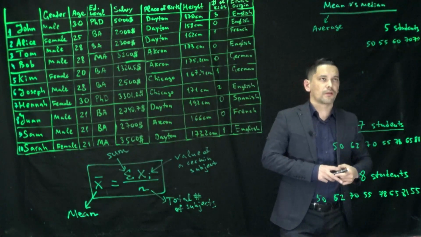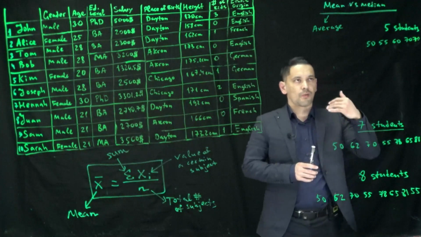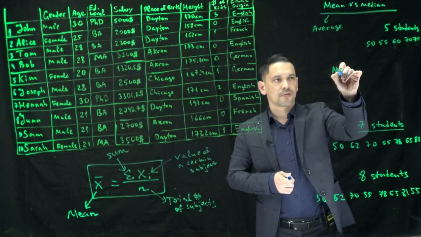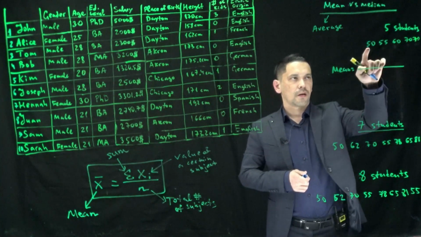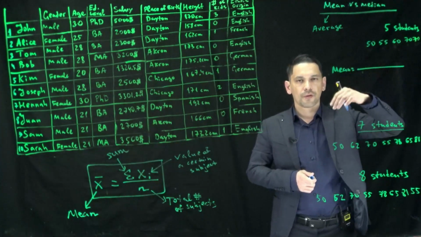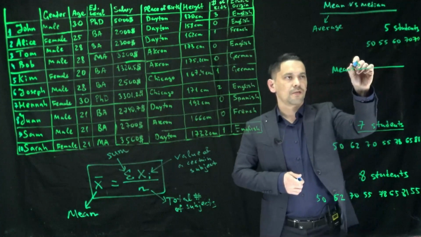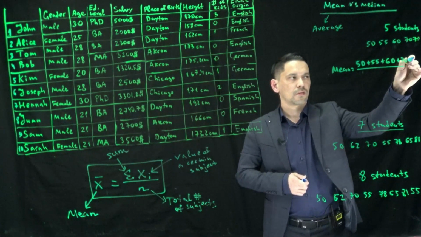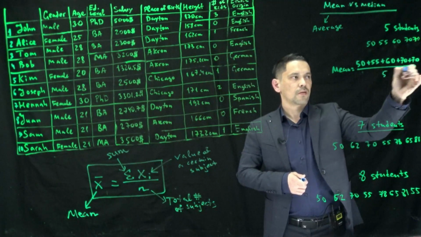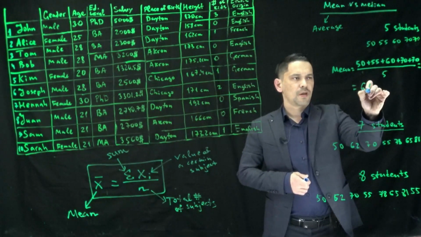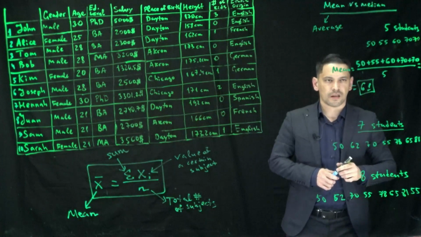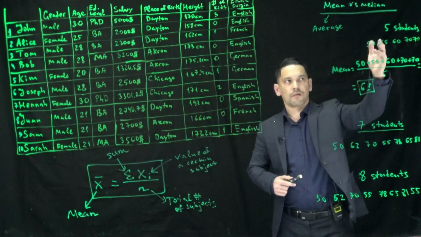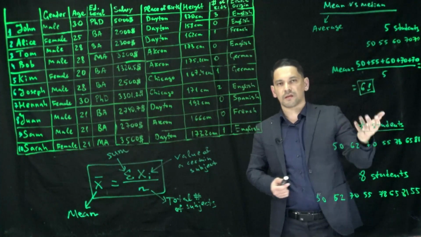Now, if I want to calculate the mean, let's say the average score for this group, I just have to sum up the scores of all the 5 students and then divide that sum by the total number of students, which is 5. That's going to be equal to 61. So the mean in this context is equal to 61. That means the average score in this group of 5 students is equal to 61.